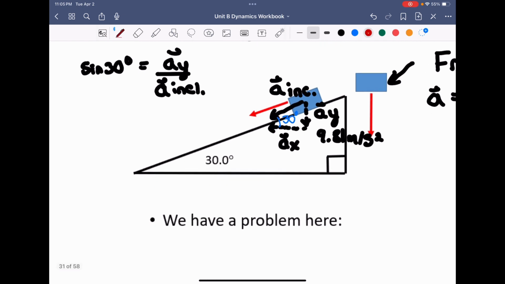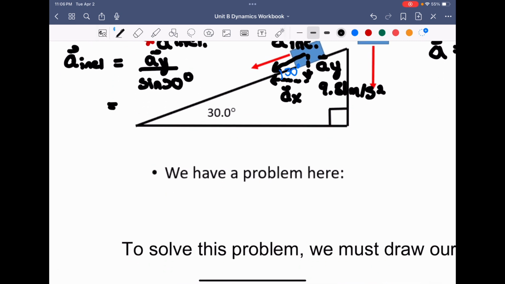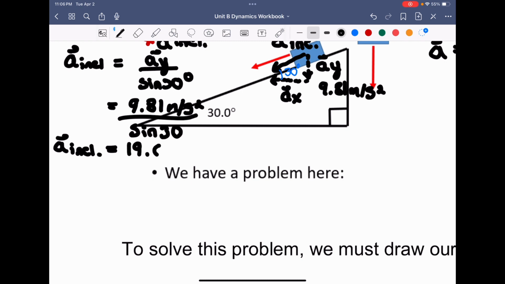Now, if this is written like this, I'm going to swap these two here, A incline, sine 30, and I'm going to do the following. A incline is equal to AY divided by sine 30. Now, what this is going to give us is the following. I'm going to get an A incline, which is equal to AY, which is 9.81 meters per second squared, divided by sine 30. There we go. And if I put this into my calculator, 9.81 divided by the sine 30, I'm going to get an acceleration on the incline equal to 19.62 meters per second squared.